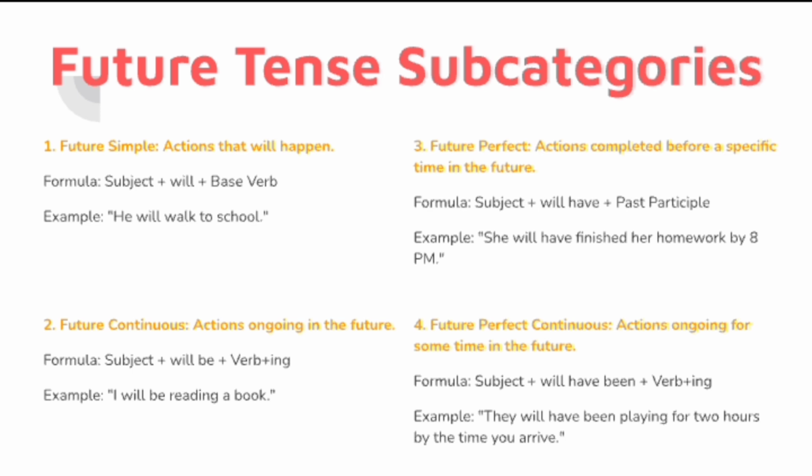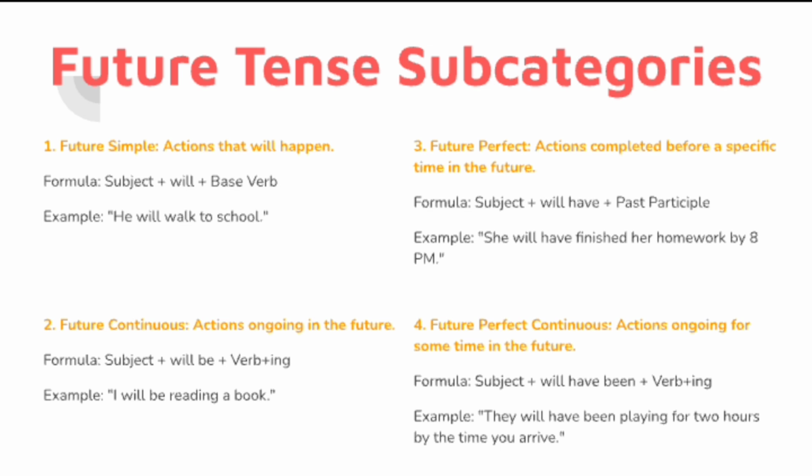Number 4. Future perfect continuous. Finally, this tense describes actions that will have been ongoing for some time by a certain point in the future. The formula is subject plus will have been plus verb plus ing. For example, they will have been playing for 2 hours by the time you arrive. Here, it's clear that the action playing continues for a period leading up to another future event.